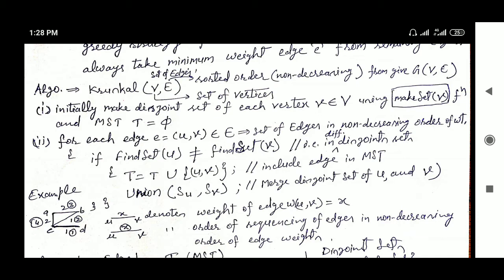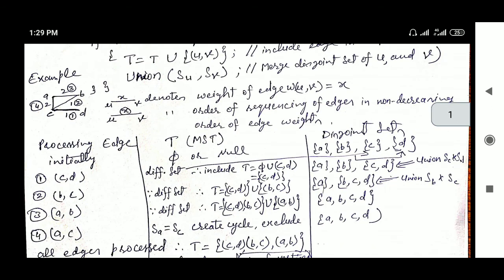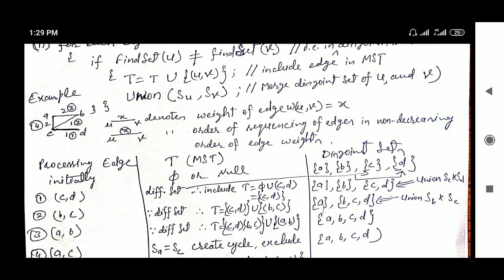Okay, so initially we will make a disjoint set for each vertex V. For the example 2 we studied earlier, by observation we have found the minimum spanning tree. Now we will try to find it by using the algorithm. So initially we will take MST T is equal to phi or null, and make different disjoint sets for all the vertices A, B, C, D. So A is a disjoint set, vertex B has a different disjoint set, and so on for C and D.